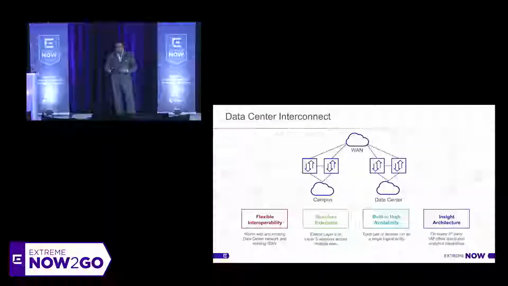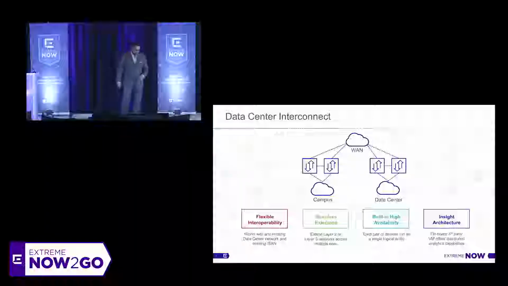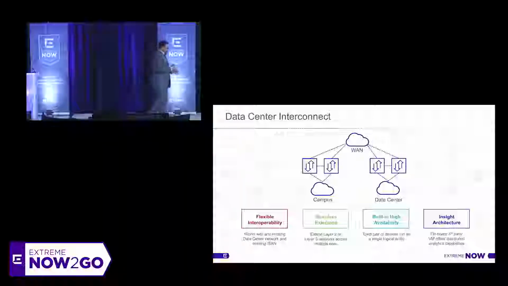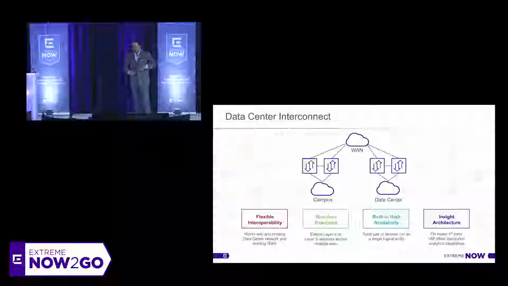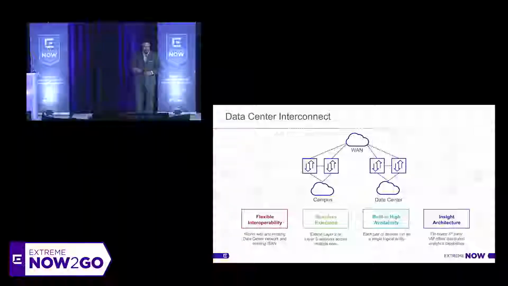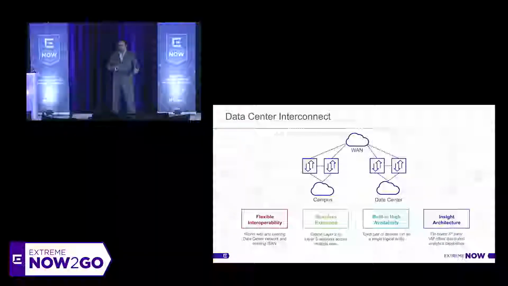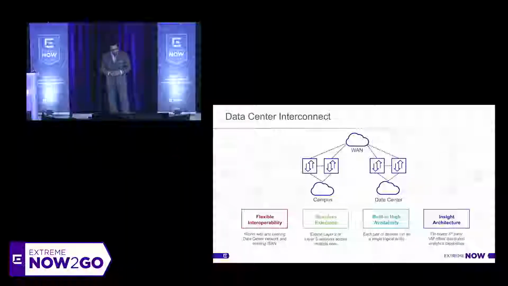Another area, and the final one, is data center interconnect. Now, this is really for places where you have more than one data center or location. Maybe you have two or three data centers, or you may have a campus location and a data center location. Well, you need to be able to get the traffic from one geographic area of the network to another geographic area. And that's our data center interconnect solution.